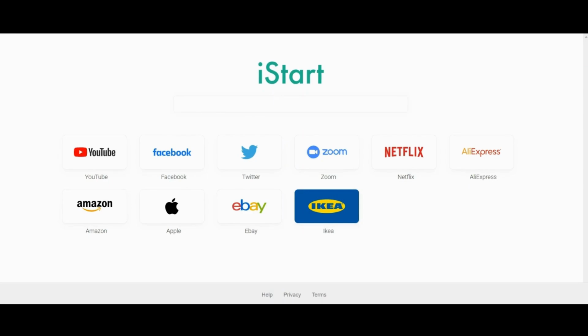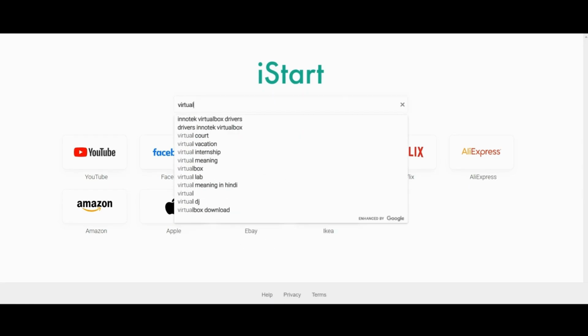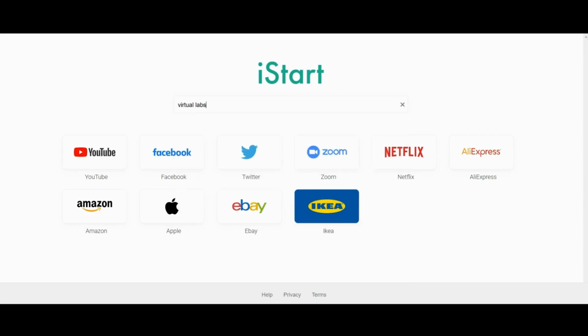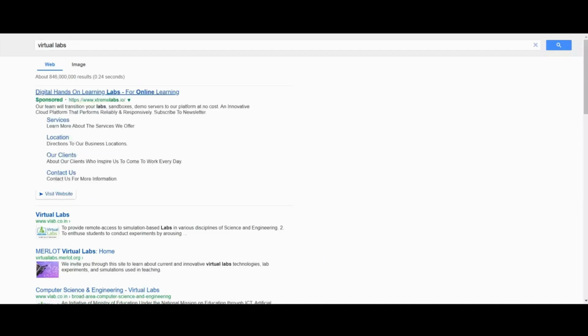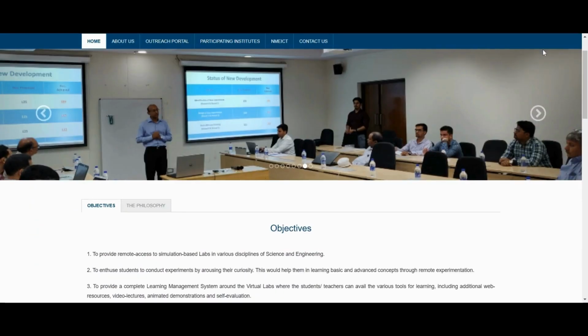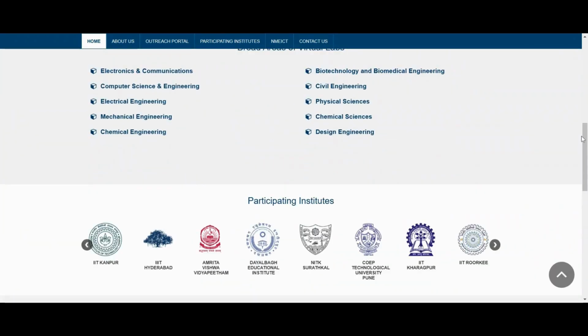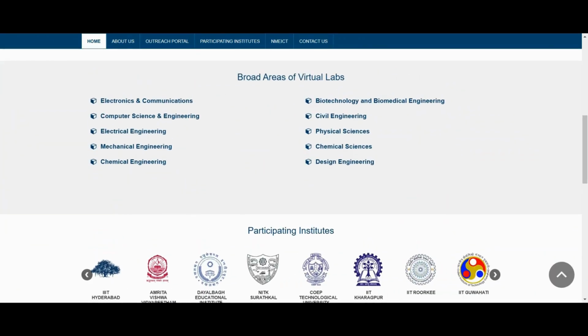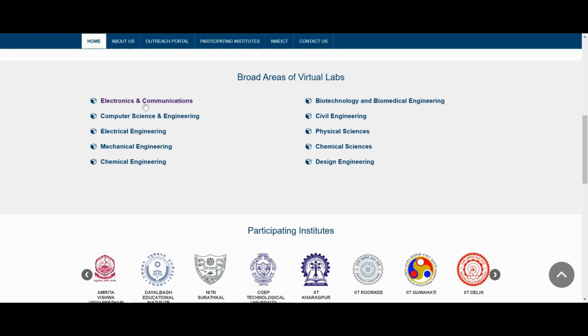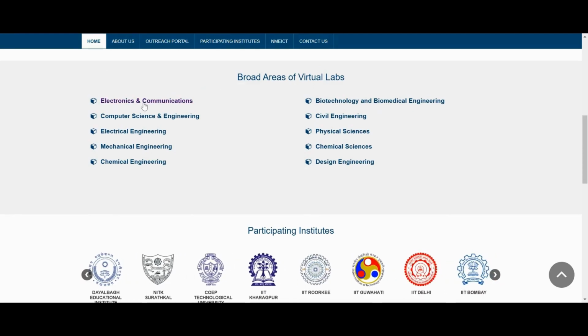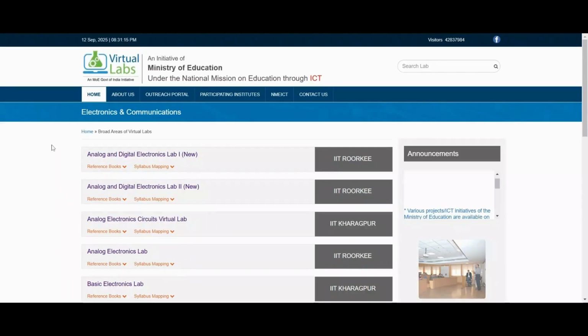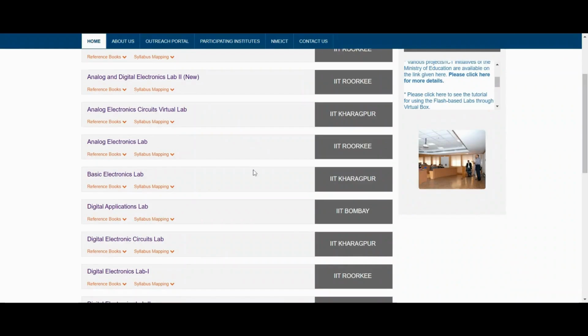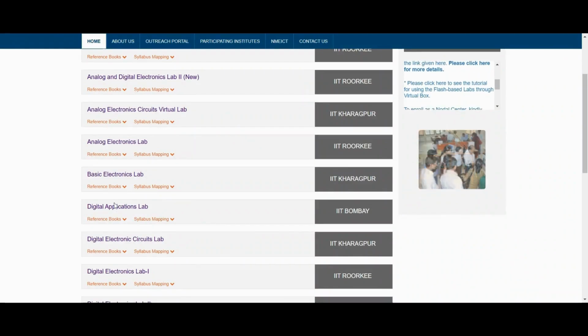Search virtual labs. And as we scroll down under the title Broad Areas of Virtual Labs, we'll click on Electronics and Communications. And here we're going to choose Digital Applications Lab.